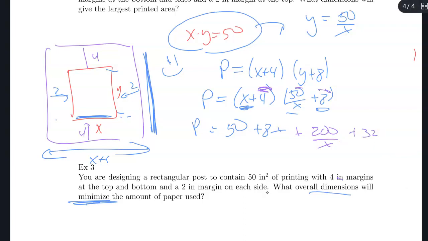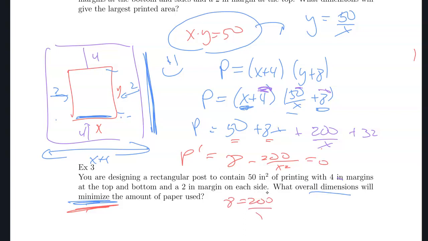All right, so now I'm ready to take the derivative because that's what I'm trying to find the minimum of, right? The minimum amount of paper. So derivative of that is 0, derivative of this gives me 8. The derivative of this gives me negative 200 over X squared, and that's a 0. So set it equal to 0, so I get 8 equals 200 over X squared. So X squared is equal to 200 over 8.